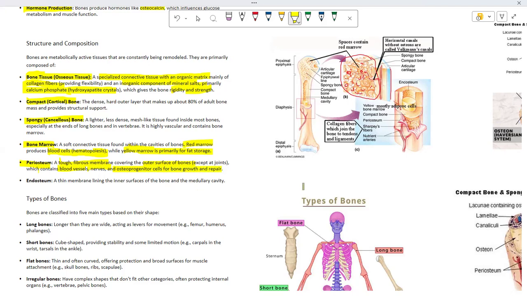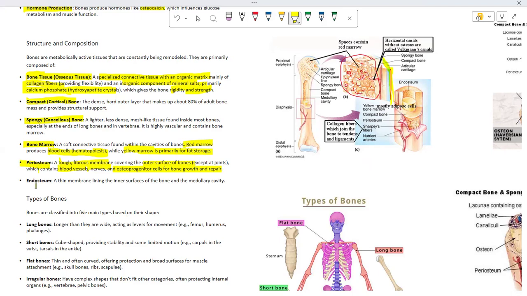Okay, so we're talking about the periosteum. Okay, peri means like around, right? That's what it means, periosteum. So if you take the outer covering, it's going to be somewhere on the outside of the cortical bone. It's going to cover the outer portion. Okay.